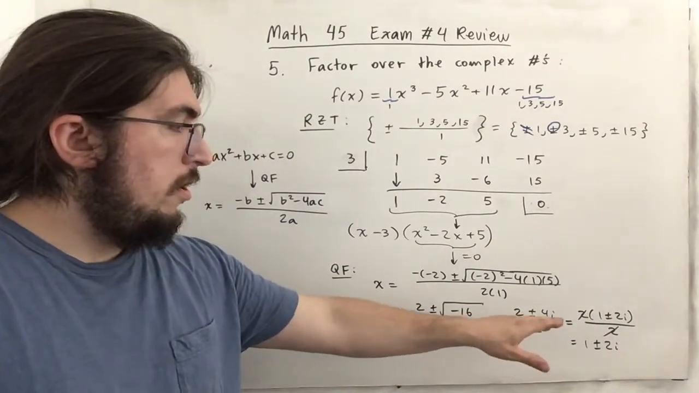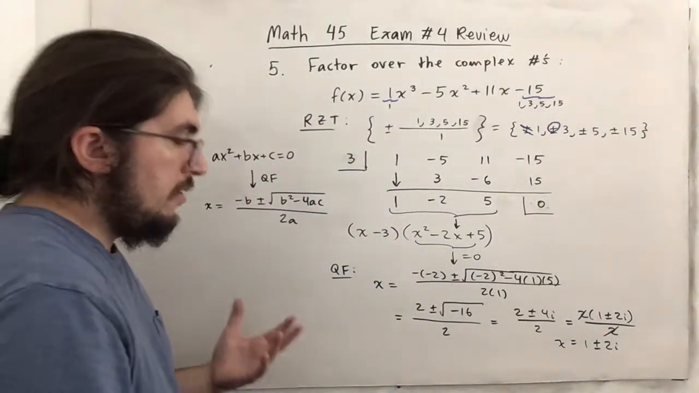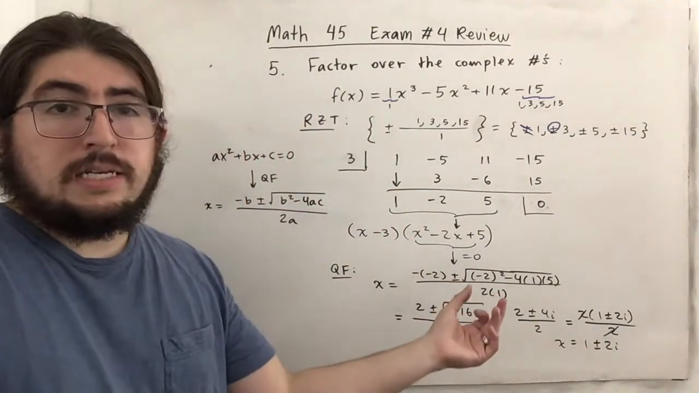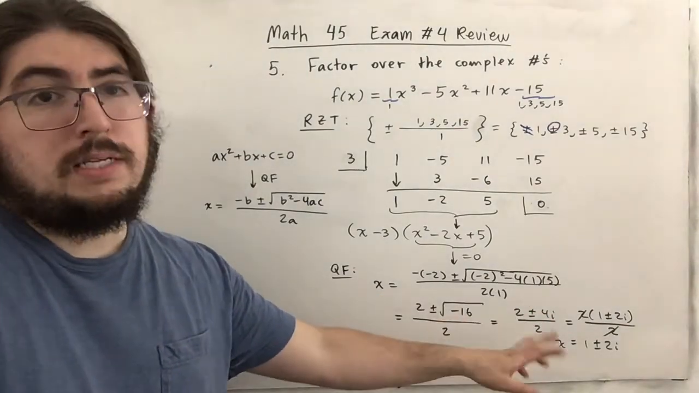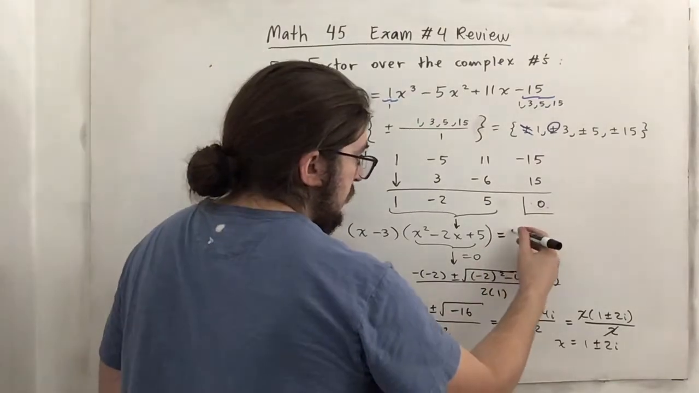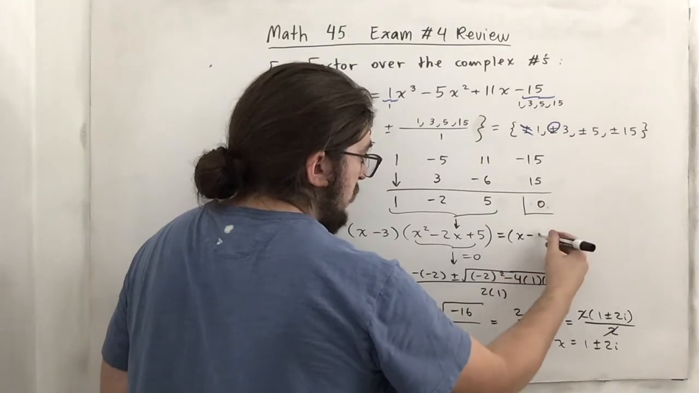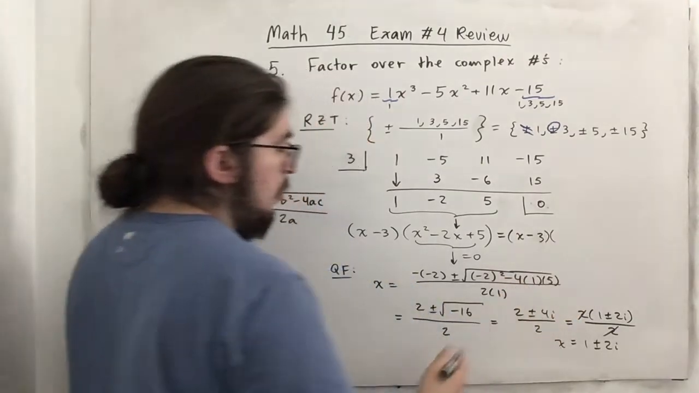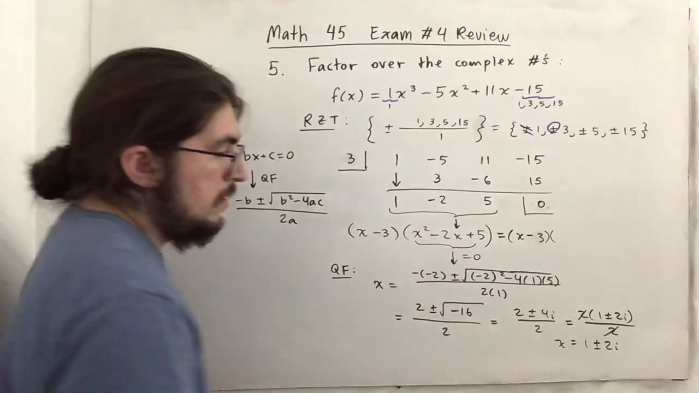So these are our x values, our zeros. So that means that our factors are x minus these. So there's two values here. It's x equals 1 plus 2i and 1 minus 2i. So x minus 3 is still hanging out there. And now we have shown that this actually factors as x minus each of these.